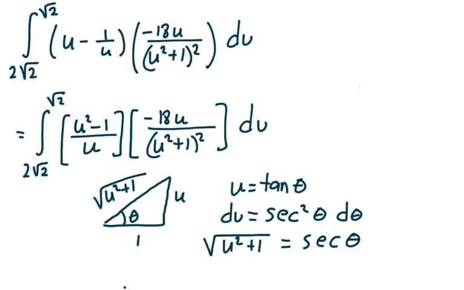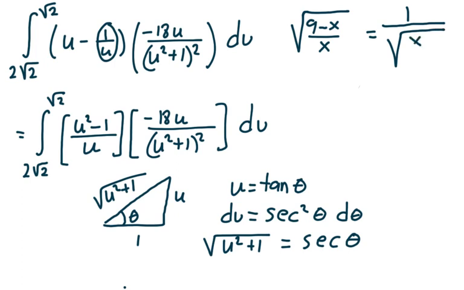Now, you might be wondering, where did I get this 1 over u from? Let's back up a step. 9 minus x over x, okay? This is equal to 1 over the square root of x over 9 minus x. So notice how I flipped it over. If you're thrown off by the radical, just deal with a fraction.